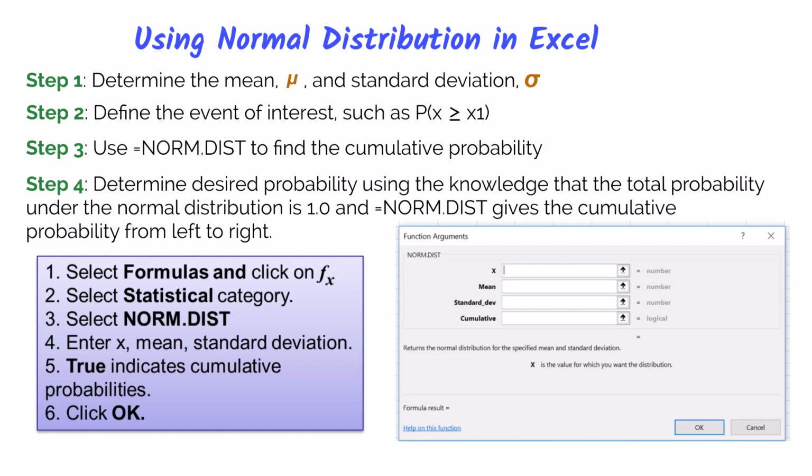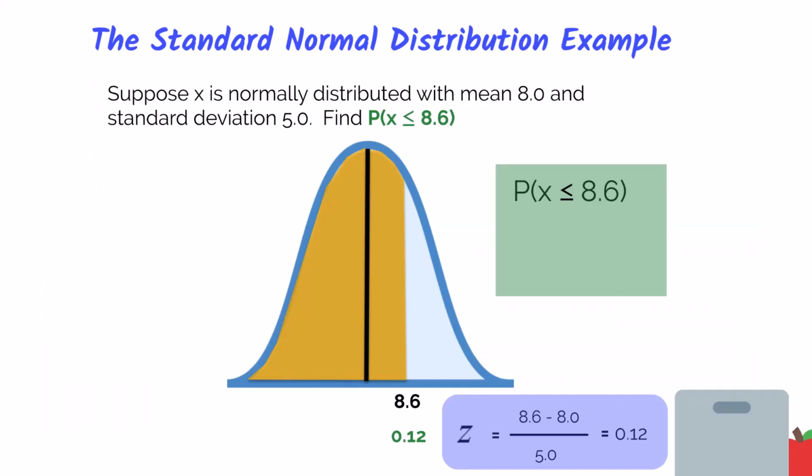norm.dist. Then the menu will appear, and for each component of our function, it will remind you what you need to put in. So you will input the x value, the mean, the standard deviation, and then for cumulative, we're going to type in true. Then you'll hit OK, and you'll see the result. Over the next couple of slides, we're going to walk through some examples.